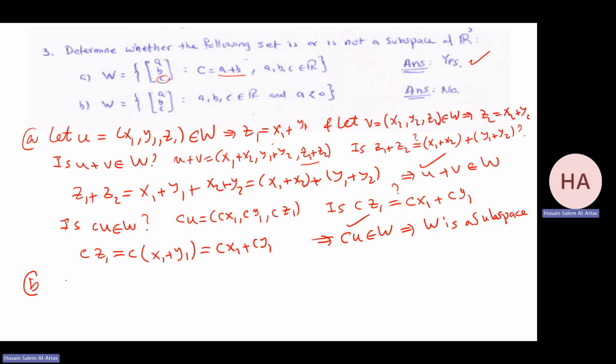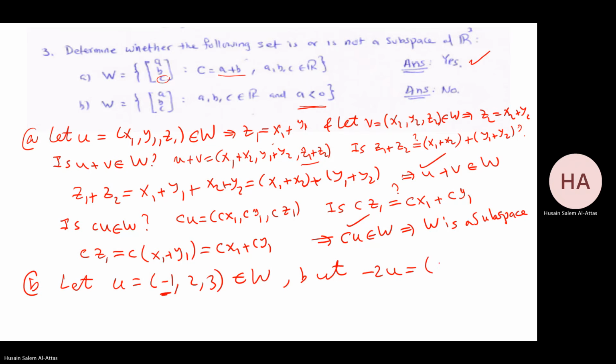Second question, the set is what? The set where the first component is negative. This is not a subspace. For example, let u be minus 1, 2, and 3. This belongs to W, since the first component is negative. But minus 2u will be what? 2, minus 4, minus 6. This does not belong to W, since now this component becomes positive when I multiply by a negative value. So it means W is not a subspace.